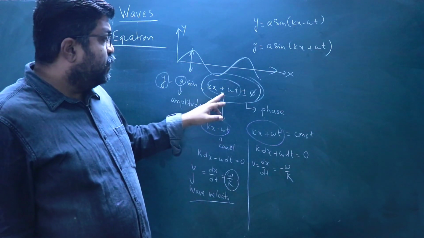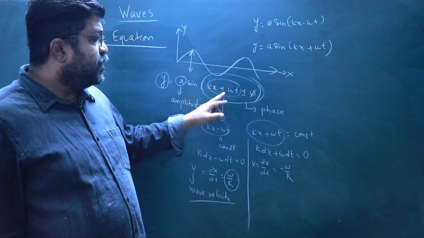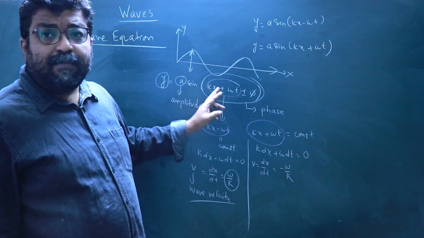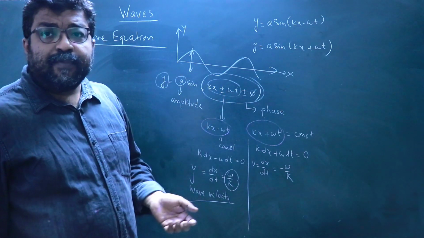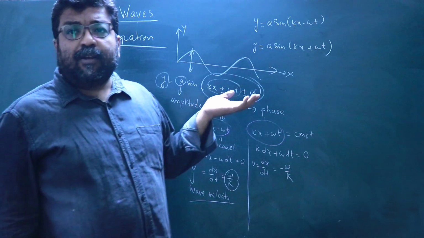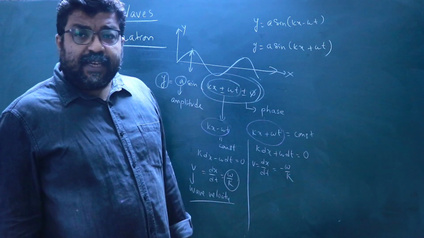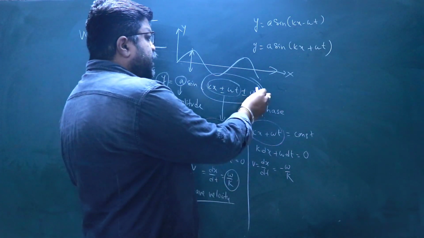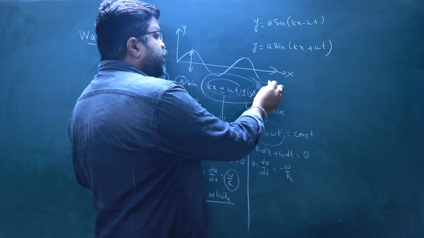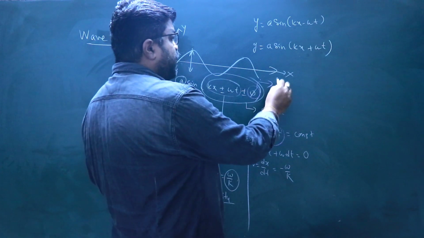So now we have understood the significance of this sign. It will be either plus or minus depending upon whether the wave is propagating along the positive x-axis or the negative x-axis. Now this φ is called the initial phase.